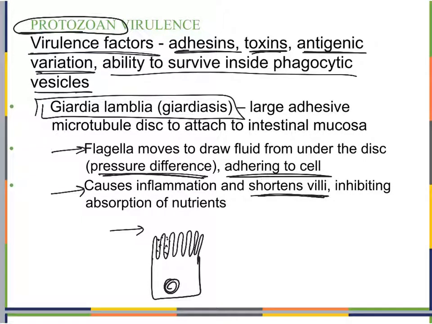So if we have Giardia lamblia here and it's attached to the cells with its disc, so this is my Giardia, and then it's pulling fluid out from underneath there and it's sticking itself to the cells with this pressure difference, it causes inflammation, but then also is going to shorten these villi. Once it shortens the villi, if our villi now are down here, then we have much less surface area. And that's going to stop the absorption of nutrients or decrease the absorption of nutrients, which then causes a problem because not only is our body trying to fight off Giardia, it's also lacking the nutrients to do so because of the Giardia lamblia infection.